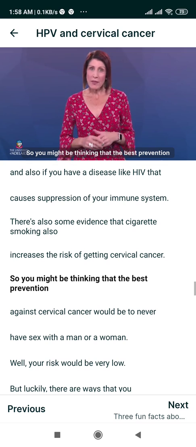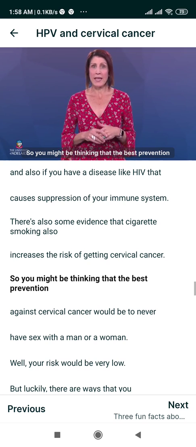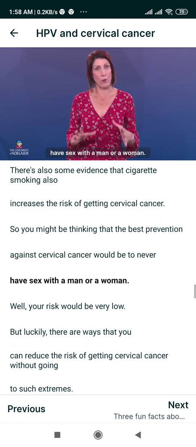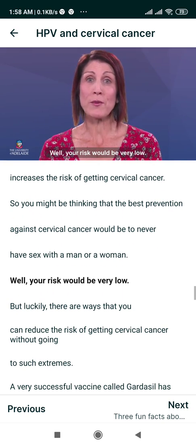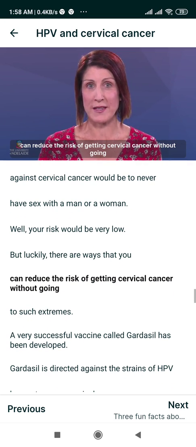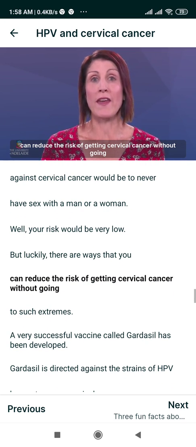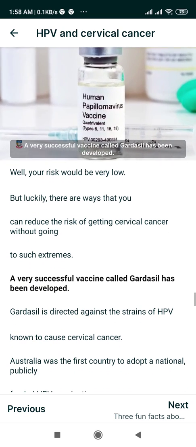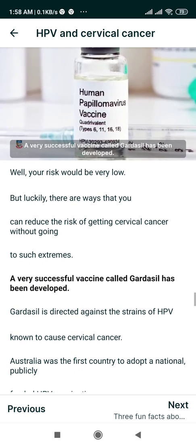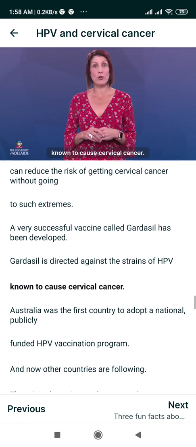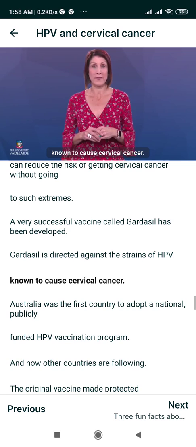So you might be thinking that the best prevention against cervical cancer would be to never have sex with a man or a woman. Well, your risk would be very low, but luckily there are ways that you can reduce the risk of getting cervical cancer without going to such extremes. A very successful vaccine called Gardasil has been developed. Gardasil is directed against the strains of HPV known to cause cervical cancer.